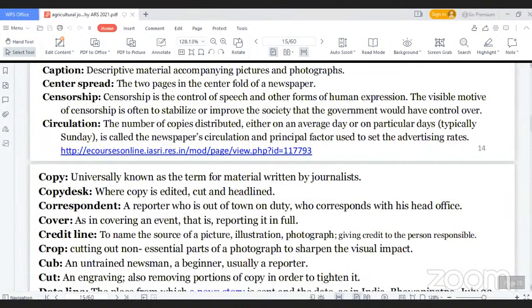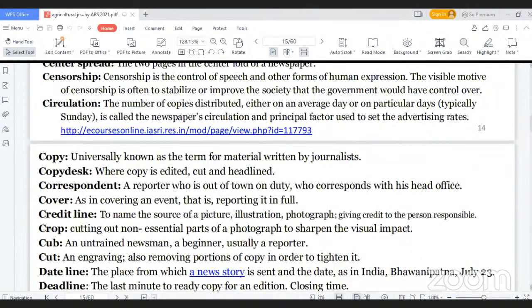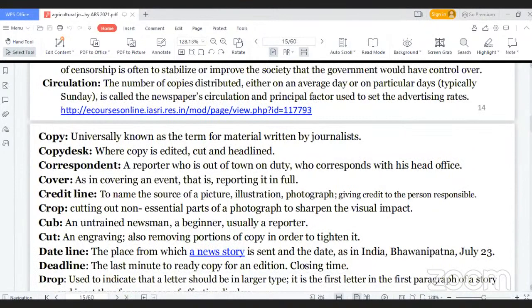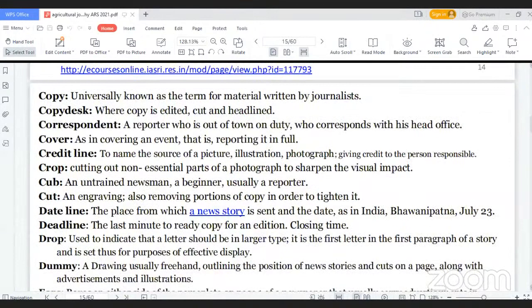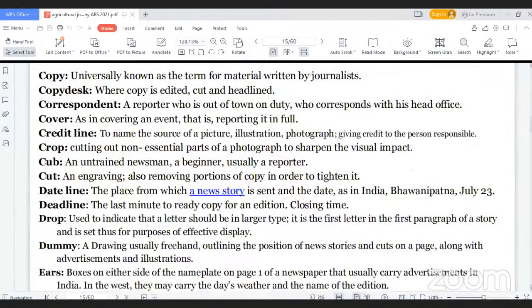Circulation is the number of copies distributed, and on the basis of circulation you can say which is the highest or best. Then a correspondent, as I told previously, is a reporter who is out of town on duty, reporting from another area, maybe reporting from Delhi. In Marathi they may be known as correspondent.